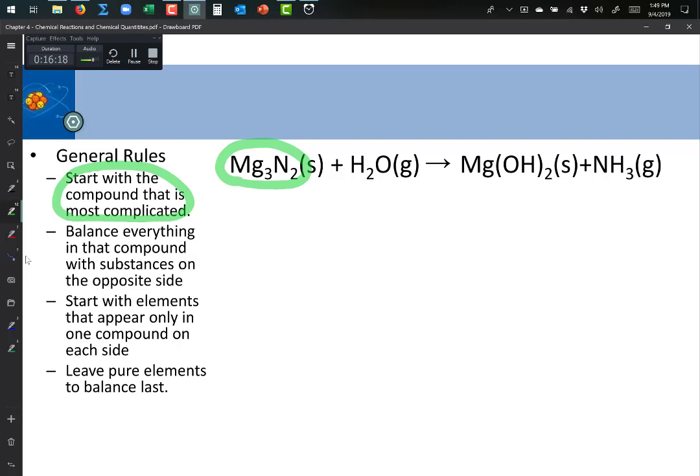That's all. So how many magnesiums do I need? 3s, right? So what I'm going to do is I'm going to add the number 3 here. That gives me my 3 magnesiums, right? And then for the nitrogens, how many do I need? 2, so I'm going to multiply this one by 2. Like that. Okay, so that means we're halfway done. That means that everything in that compound is balanced with everything in that compound. The only thing that's not balanced is the other stuff.